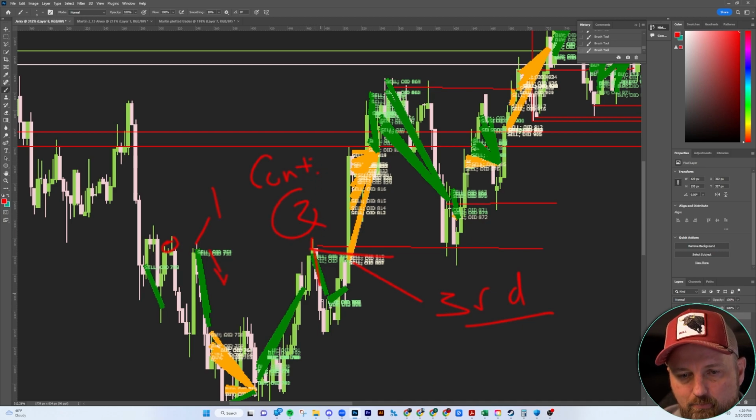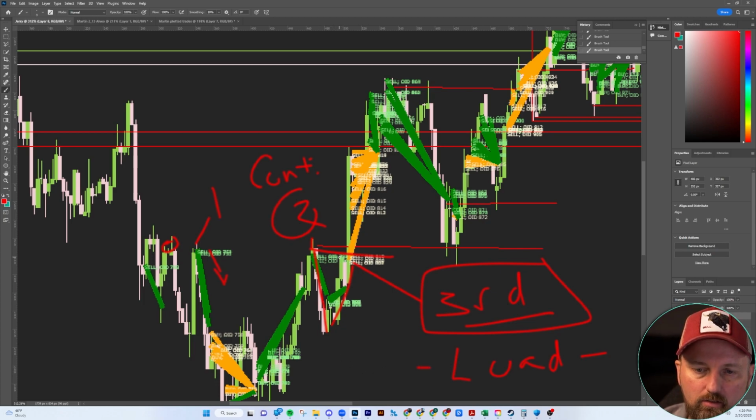If it does not break and it pulls back and it goes for a third test, we should always load up because it's a high probability trade that it's going to break. So here, this should have told you that this is the third test. I don't sell. I need to buy here, right?